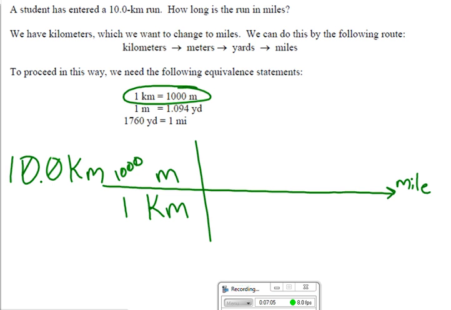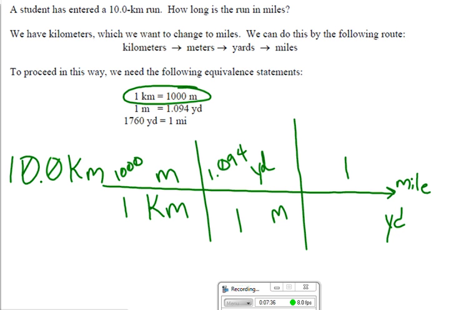Meters are not miles, so we can't stop there. So let's get rid of meters. The next conversion factor we see is that we can go from meters to yards. For every 1 meter, there are 1.094 yards. That's another conversion factor, but yards are still not miles, so I can't just stop there. I need to do one more. I need to go from yards to miles. So the unit that came before goes below, so it cancels out. And for every 1 mile, there are 1,760 yards.